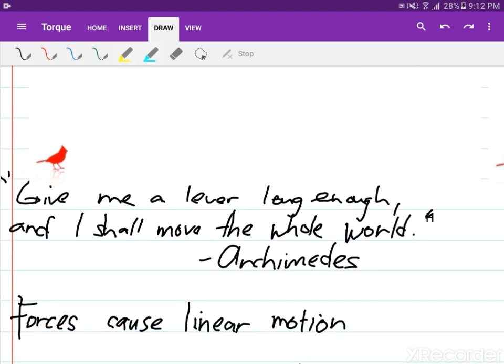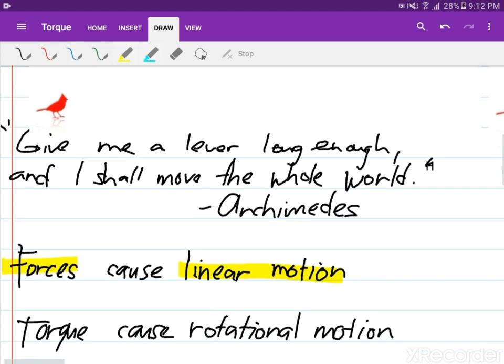So recall that if we study objects that are moving linearly, we know that forces are the cause of their linear motion. Now, if we want to study objects that are rotating, we define a quantity, torque, which is the cause of their rotational motion.